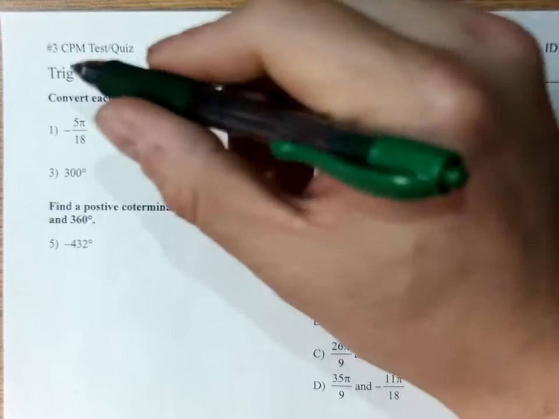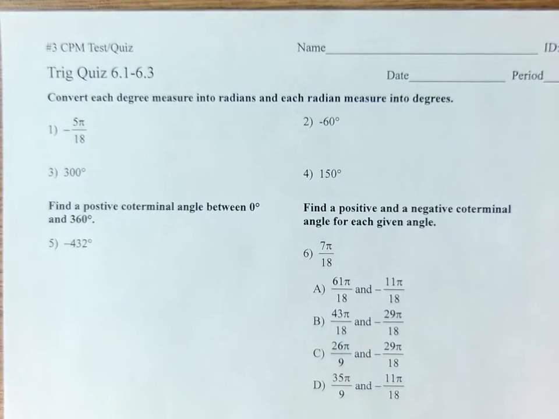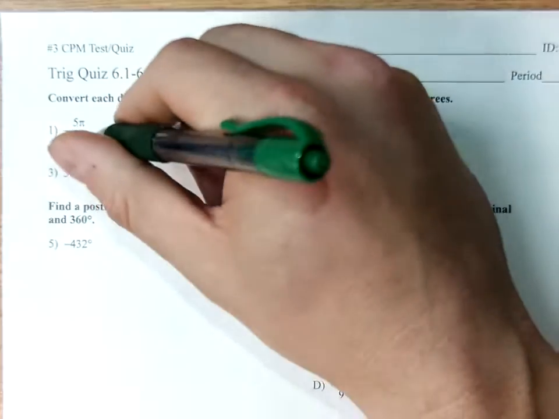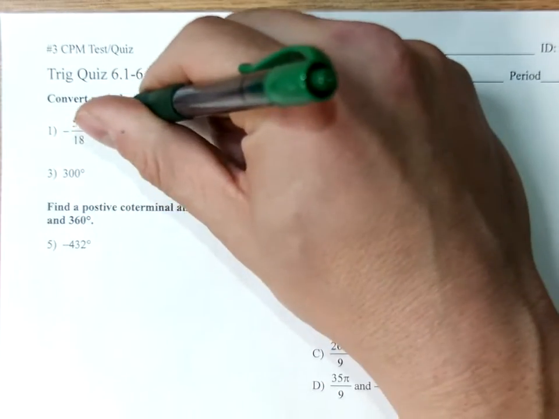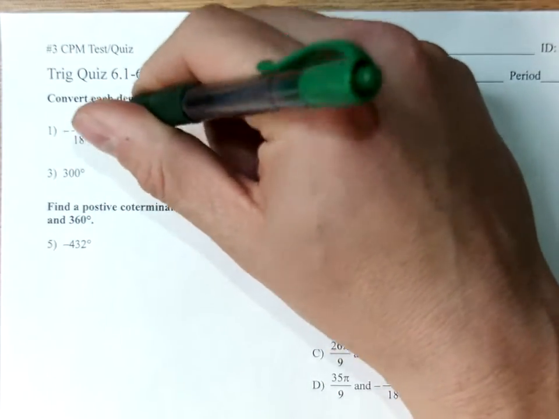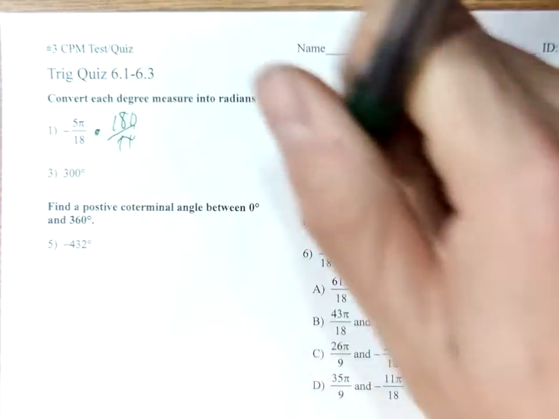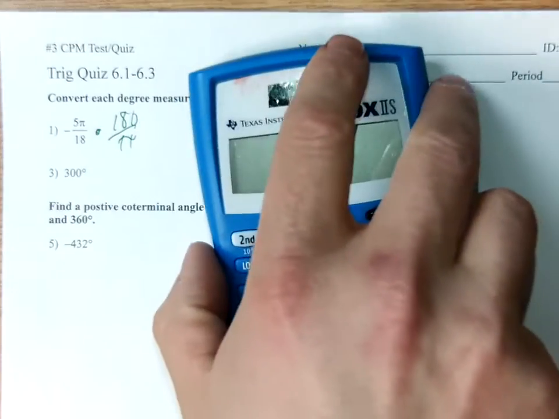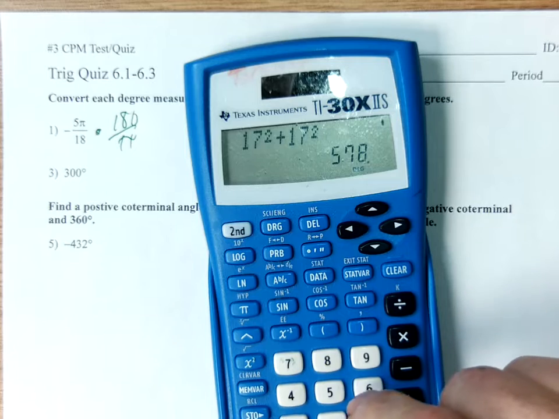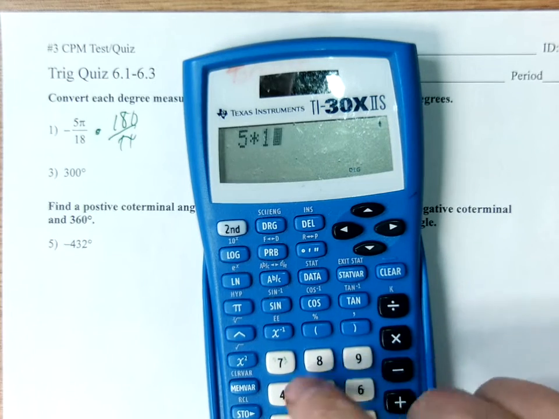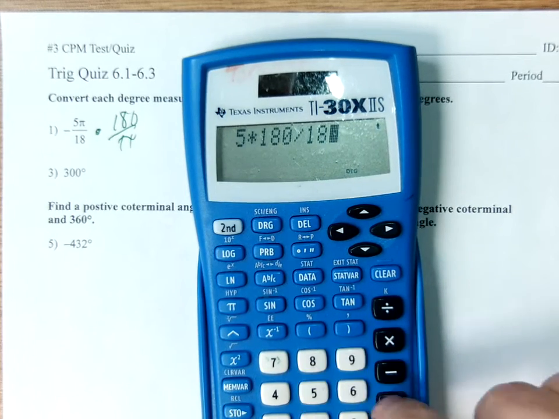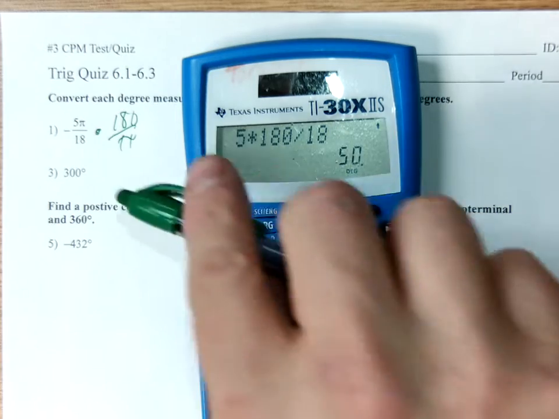We're going to discuss the practice quiz 6S1. Let's begin. Times by 180 over pi to convert from radians to degrees. So we take 5 times 180 divided by 18. Negative 50. And that's negative 5.